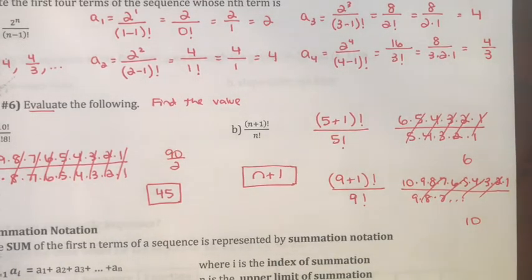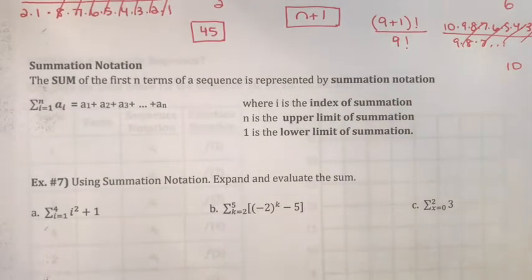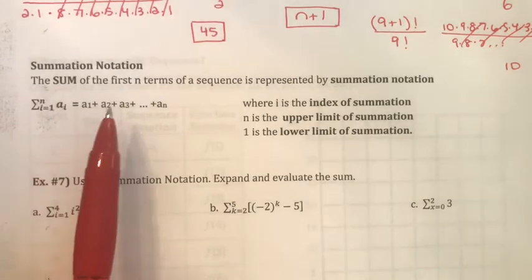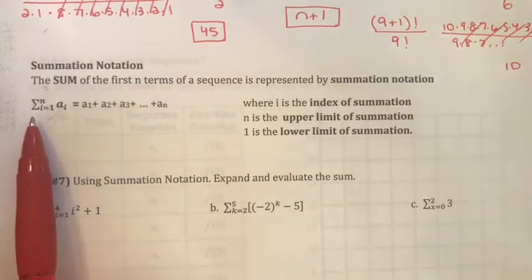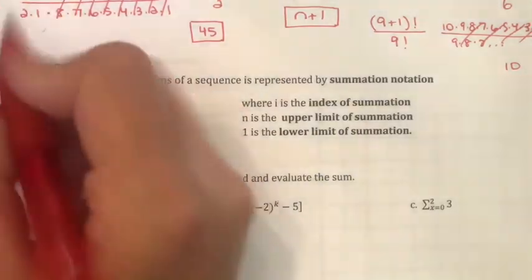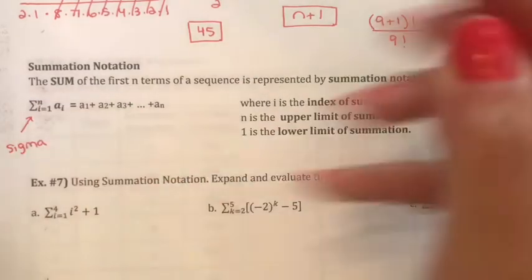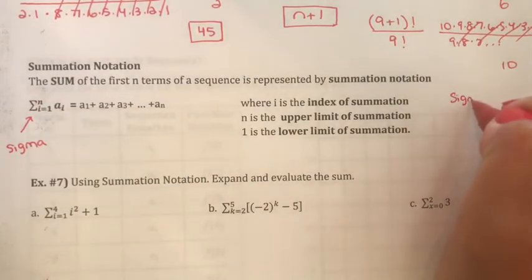All right, so our last section is summation notation. Summation notation is just a different type of notation that shows you're adding up a bunch of numbers. And we use this symbol over here called sigma. Sometimes you guys will see this called sigma notation.